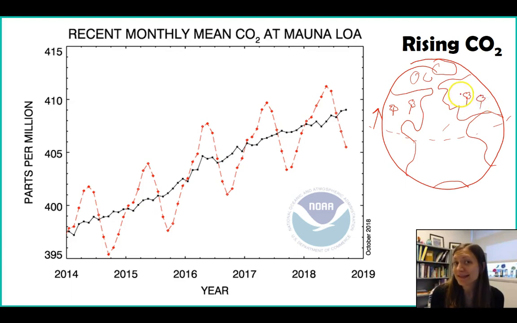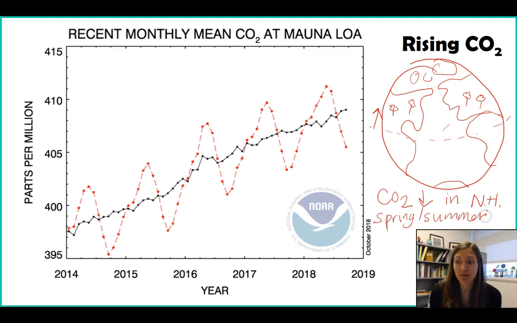Now when it is springtime and summertime in the northern hemisphere, that is when we're going to see carbon dioxide levels go down. So carbon dioxide goes down in northern hemisphere's spring and summer. Why? Because those plants are growing, those trees are growing, they're photosynthesizing, they're taking in that carbon dioxide from the atmosphere, they're processing it, they're turning it into sugars. But then fall comes and they lose their leaves. They're no longer photosynthesizing. And so carbon dioxide increases again.